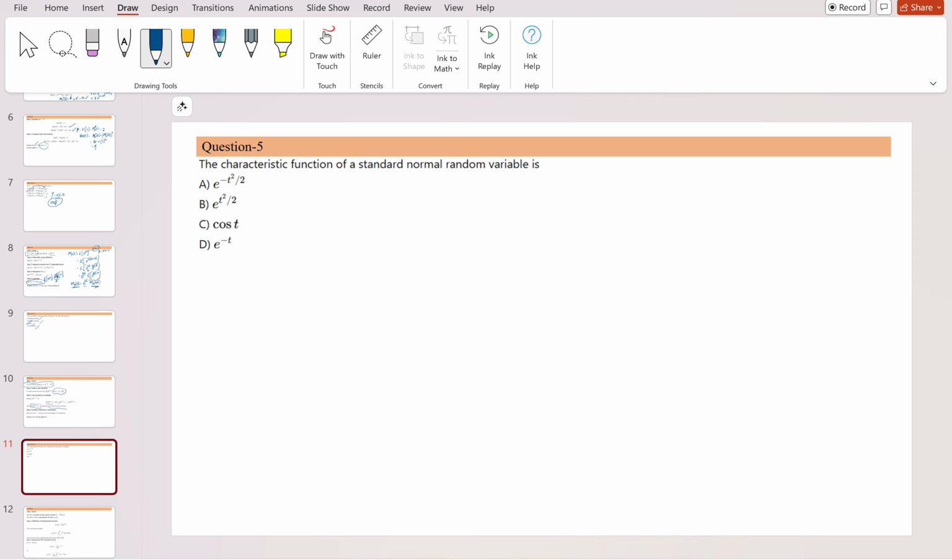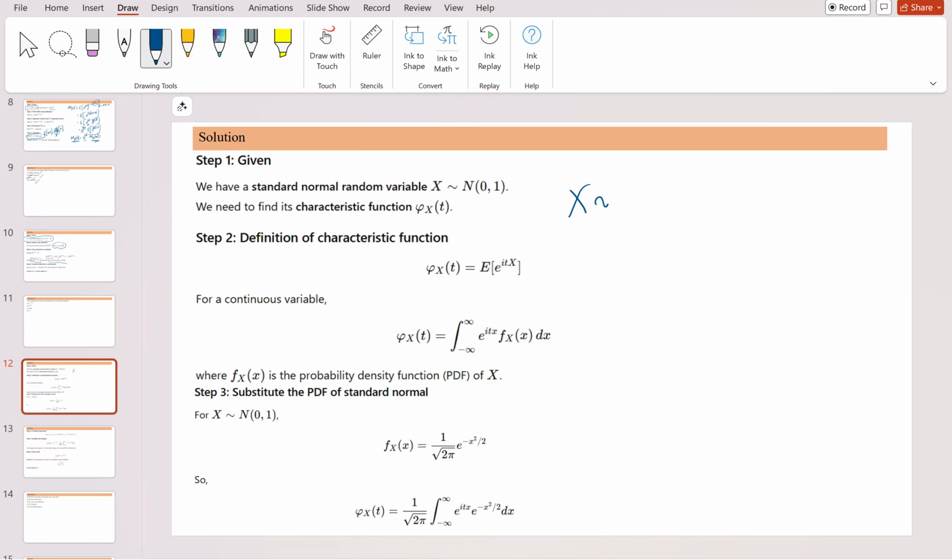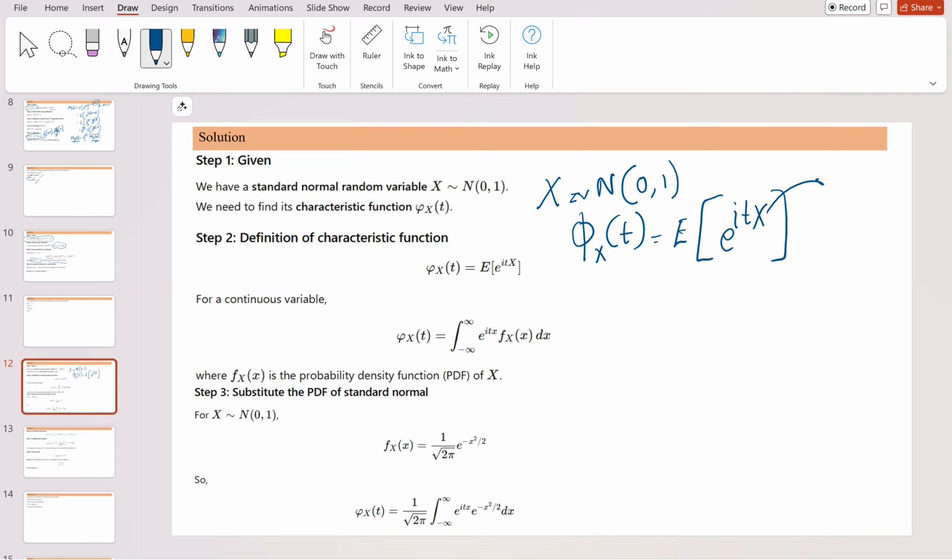Okay, let me give the solution for this. It is asking for the characteristic function of a standard normal random variable. So you have to find out what the characteristic function of that is. It is already given that it is a normal distribution, N(0,1). So you have the random variable X, normally distributed with mean 0 and variance 1, and you have to define its characteristic function. The characteristic function is simply the expectation of e to the power itX. X we already know is normal with mean 0 and variance 1.